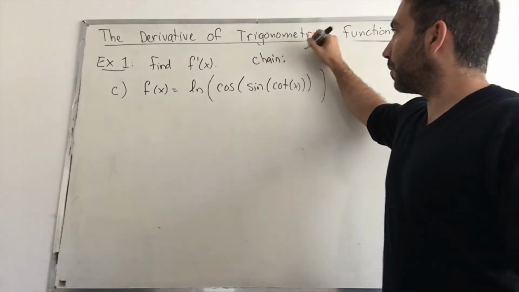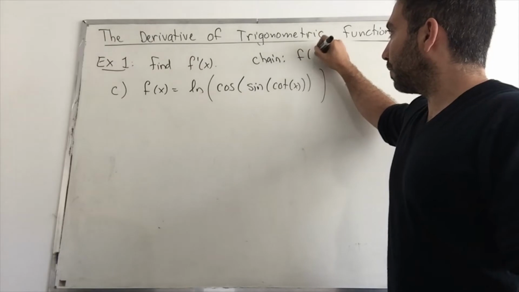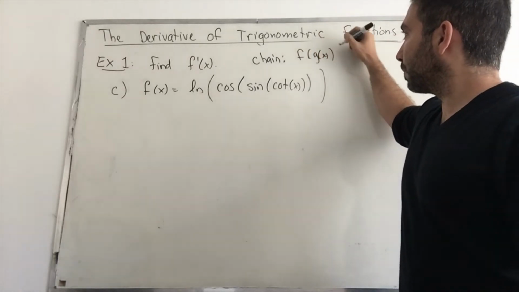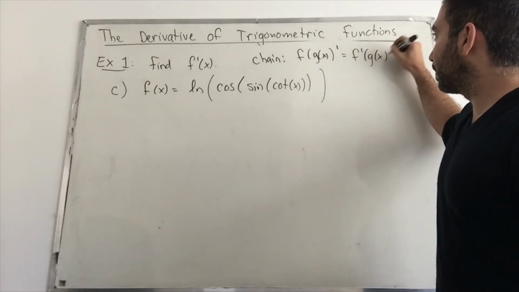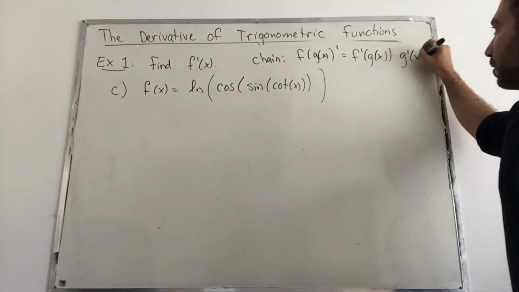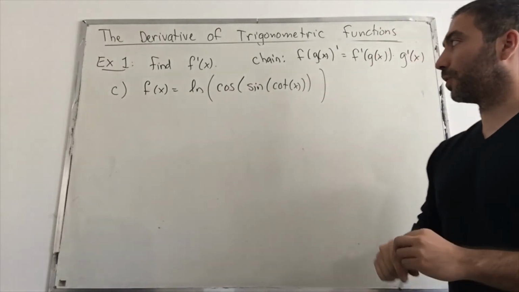So chain rule, you have to remember, it's f of g of x prime is equal to f prime of g of x times g prime of x. So essentially you take the derivative of the outermost function and then you work your way towards the innermost function.